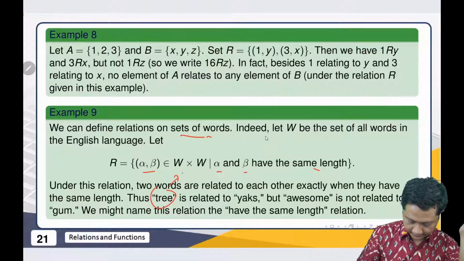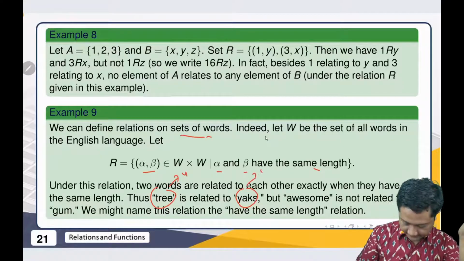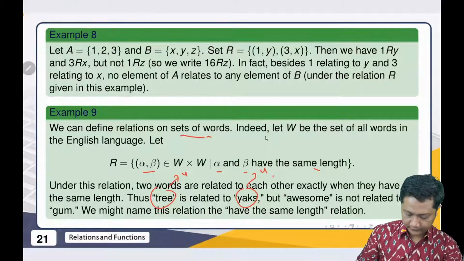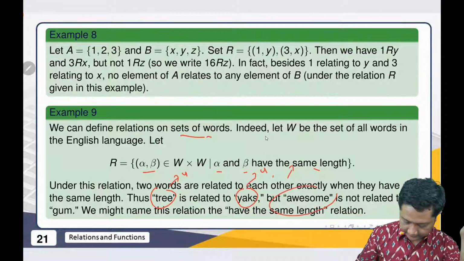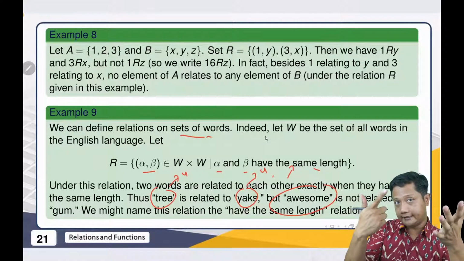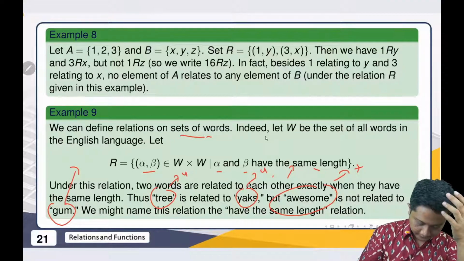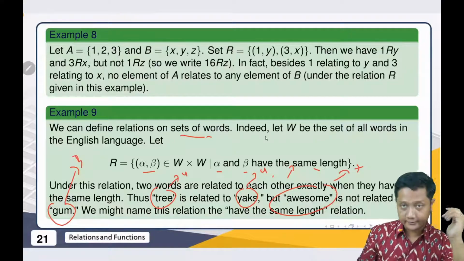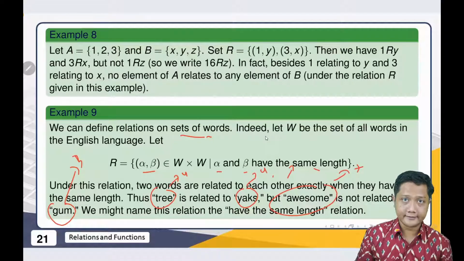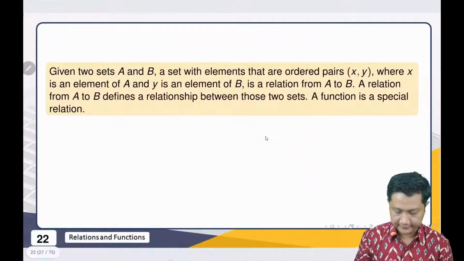has length 4, and XYAKS has length 4 also. So they are related. But with this relation, AWESOME has length 7, and compared to GUM, which has length 3, they are not related. So those are some examples related to relations.